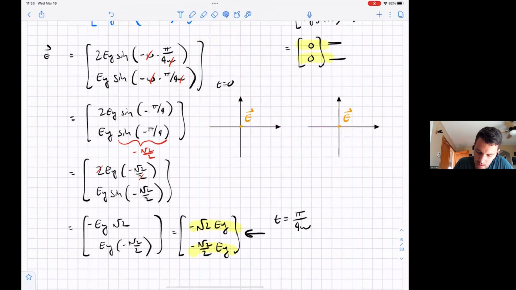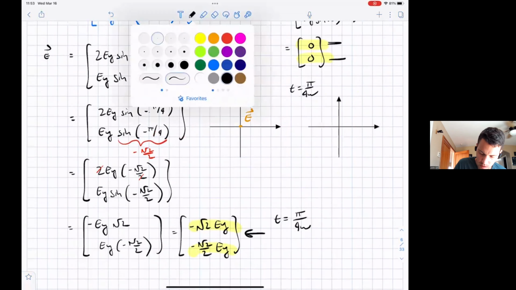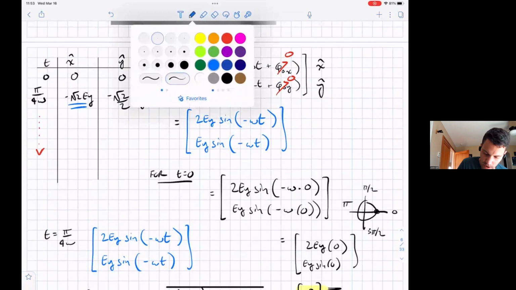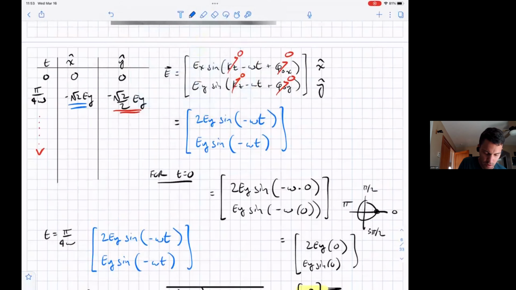Let's do something more fun. For the second one, I'm gonna delete my stuff there. For t equal to pi over 4 omega, we actually have some values. I'm going to use blue to represent x, and I'll use red to represent the y component. So we see that the x component for pi over 4 omega is negative square root of 2 times Ey. We don't know what Ey is equal to, but we don't really care, so I can still draw it as a vector. So I'll show you what I mean. Negative square root of 2 Ey in the x direction.